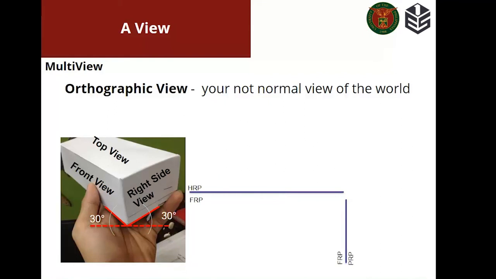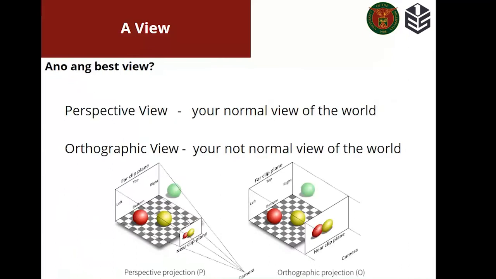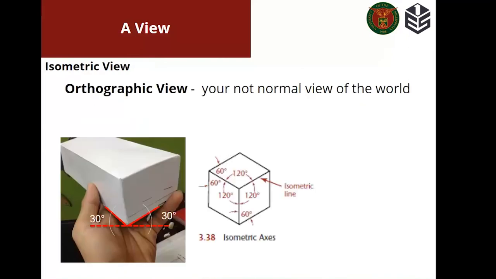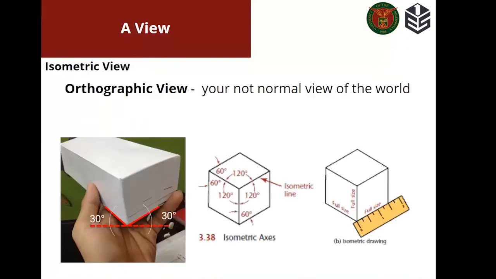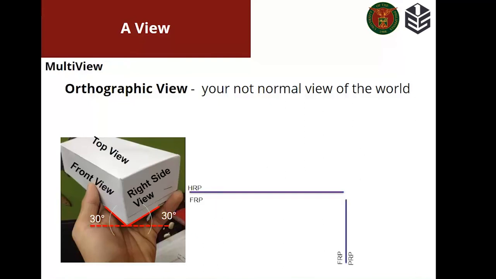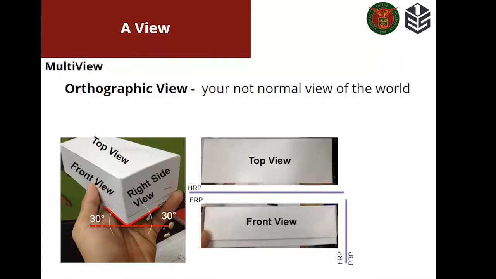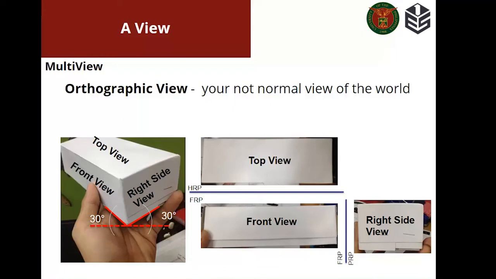So when we're drawing the other views of the orthographic view or the multi-view, we should be drawing the front, top, and right side views to be able to know the depth. The isometric view is like a bird's eye view of an object, while the multi-view, top, front, right side view, is more of a way to be able to see the object's other features in different views.